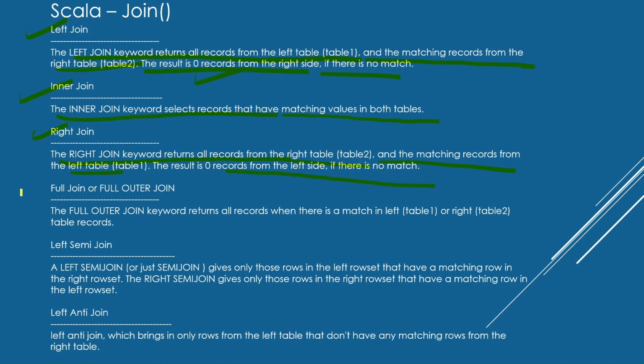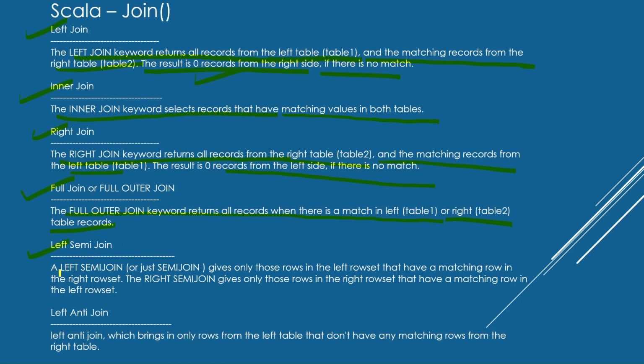What is the full join, or the full outer join? The full outer join keyword returns all the records when there is a match in the left table or the right table. So it will return all the records when there is a match in the left table or in the right table. This is the full outer join.